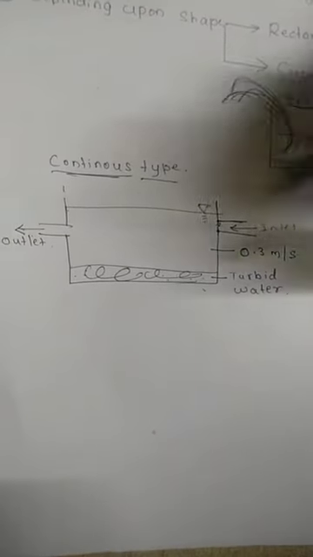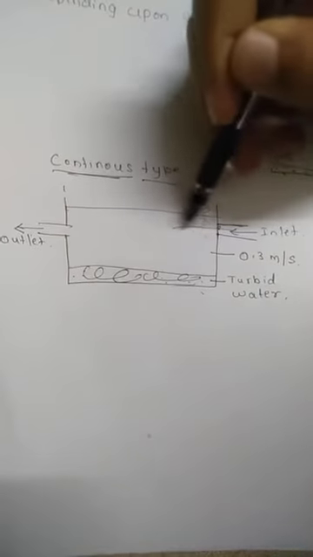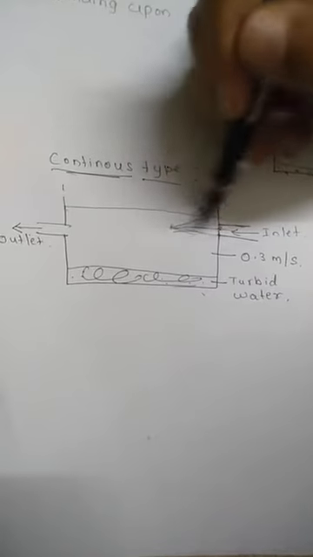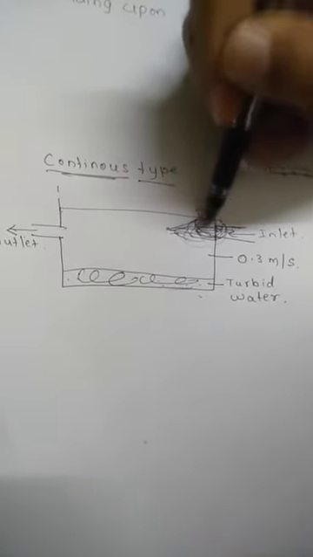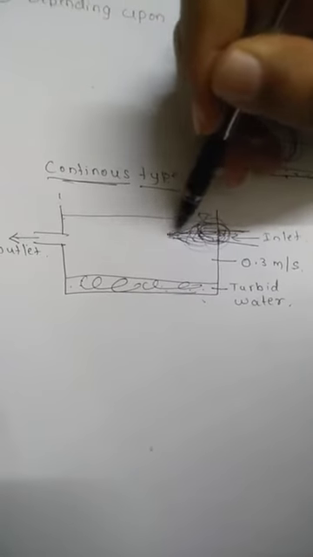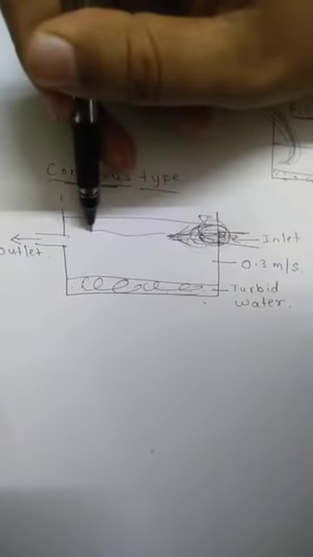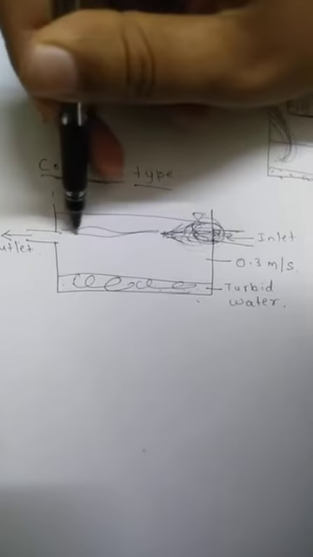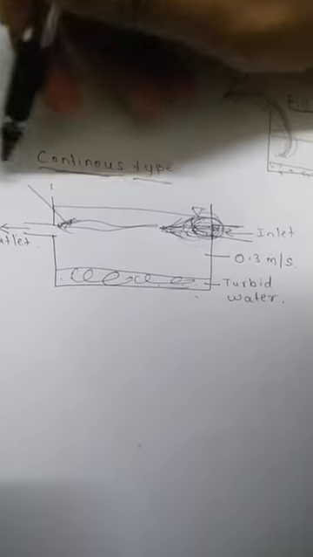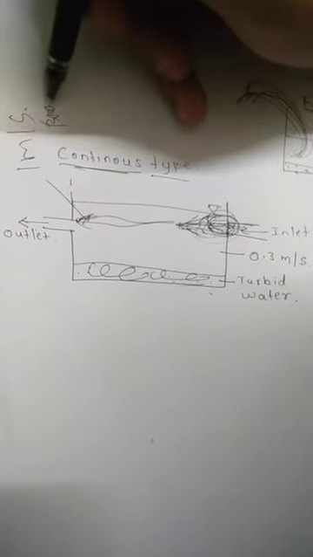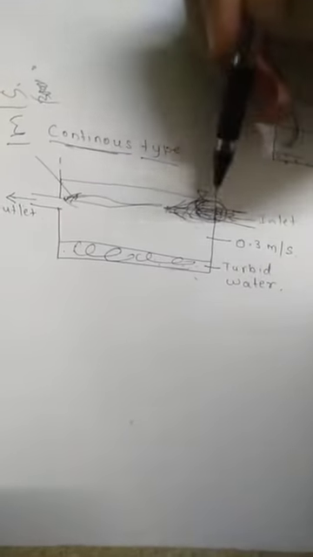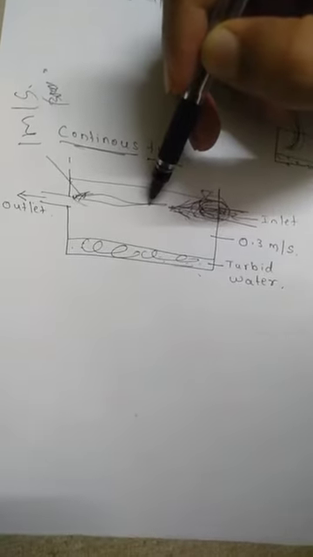Suppose we pass the water from here, and the velocity is more. If the water is turbid and the velocity is more, what will happen? As we have passed the water with a greater velocity, say 1 meter per second, or 30 meters per second, or 100 meters per second, or any velocity, if we pass it with the greater velocity, what will happen?